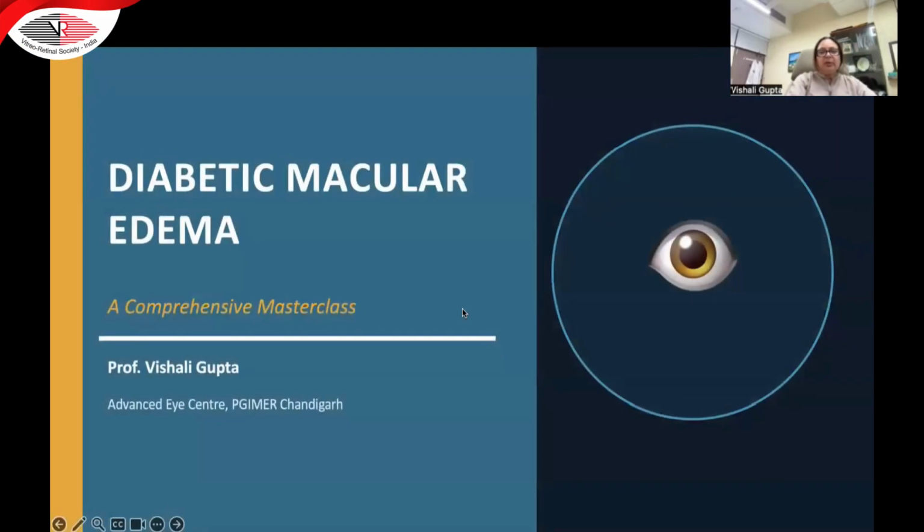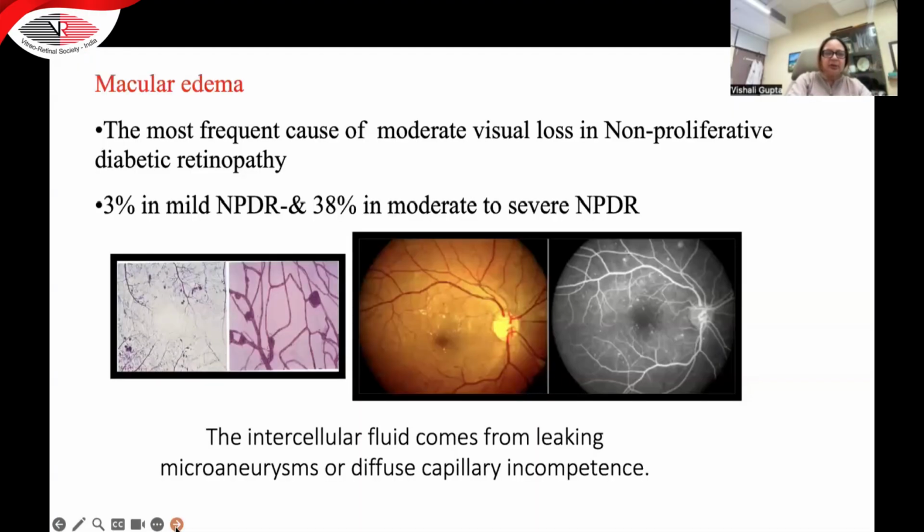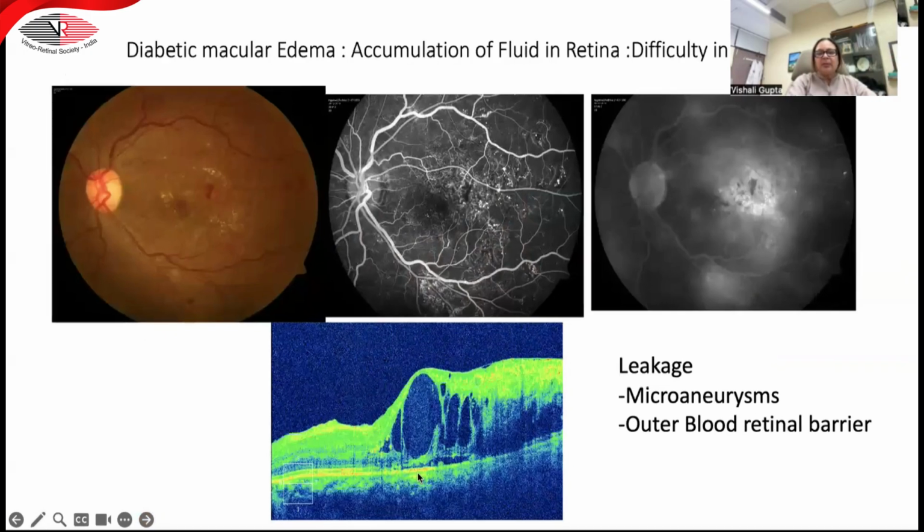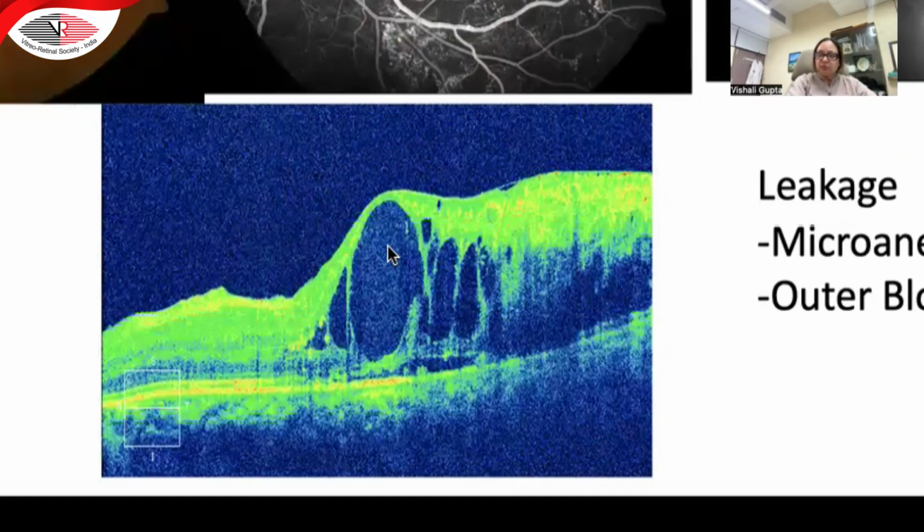Well, in my previous talk, we discussed diabetic macular edema and how it causes moderate visual loss in non-proliferative diabetic retinopathy. So let's learn a little more about diabetic macular edema. This is a common cause of moderate visual loss in non-proliferative diabetic retinopathy.